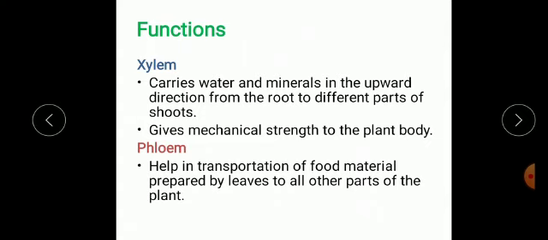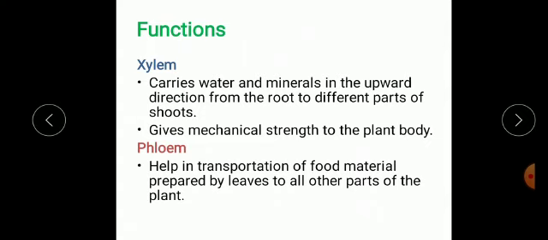Functions of xylem and phloem. Xylem carries water and minerals in the upward direction from root to the different parts of shoots. It also gives mechanical strength to the plant body. Phloem. Phloem help in transportation of food material prepared by leaves to all other parts of the plant.